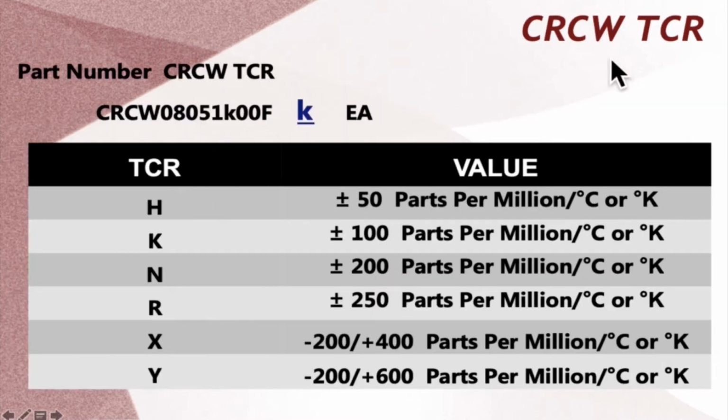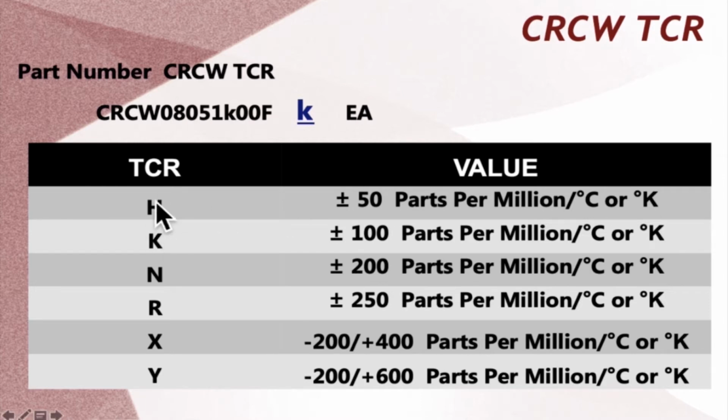Next element of the part number is TCR. TCR is temperature coefficient of resistance. TCR is how much the resistor will change the value with change in temperature. We read it in parts per million per degree Celsius or Kelvin. Celsius and Kelvin is basically the same, just the reference will change.